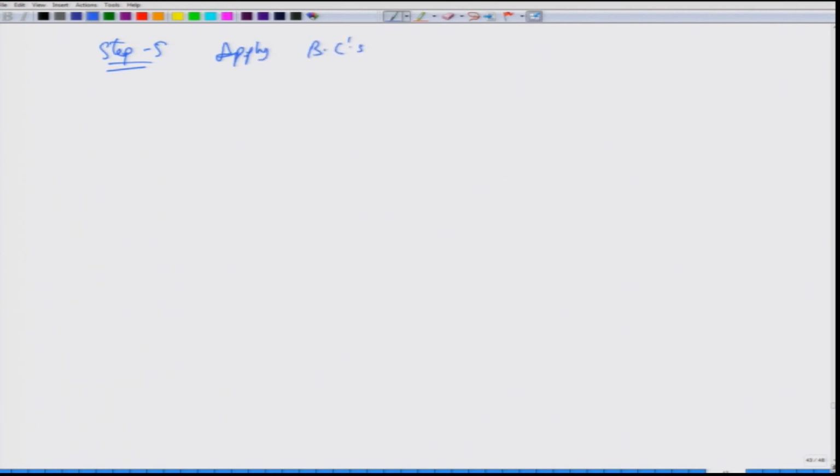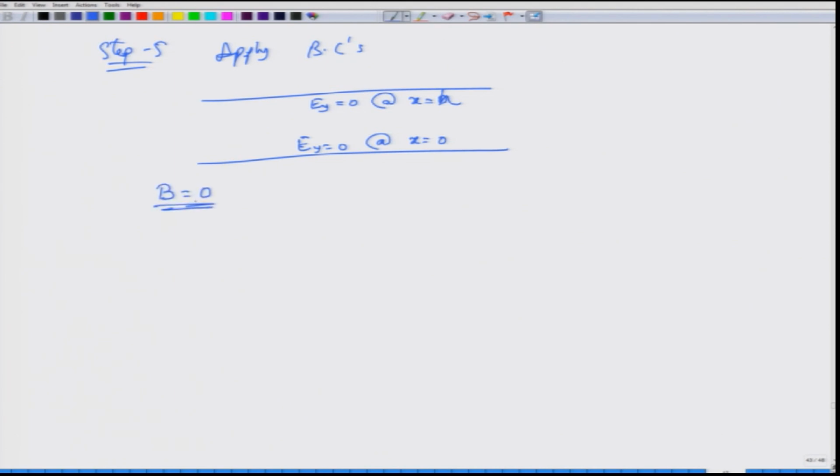So, what is the boundary condition? I know that on this surface, Ey, which is essentially the tangential component, must be equal to 0 at x equal to h, and similarly Ey, being a tangential component, will again be equal to 0 at x equal to 0 as well. So, when you substitute these equations, essentially what you get is b equal to 0.